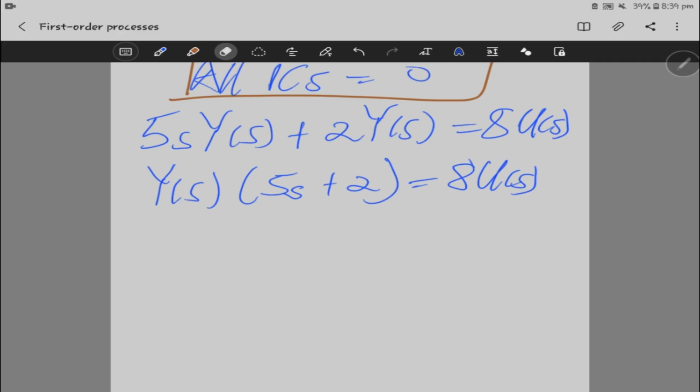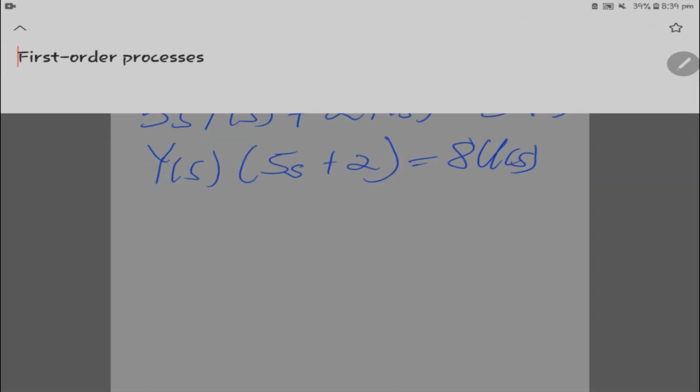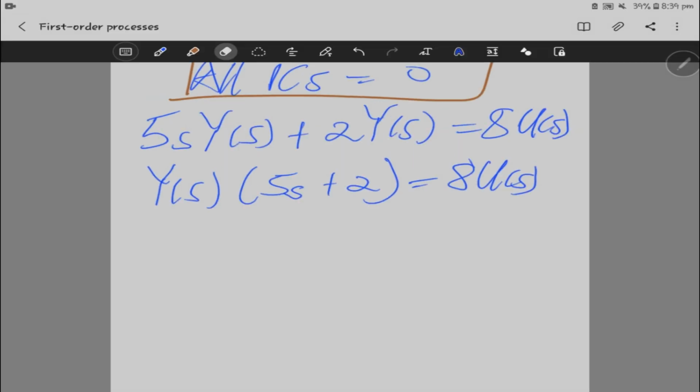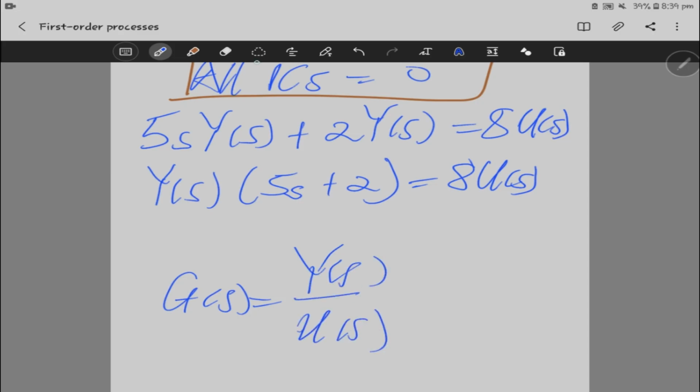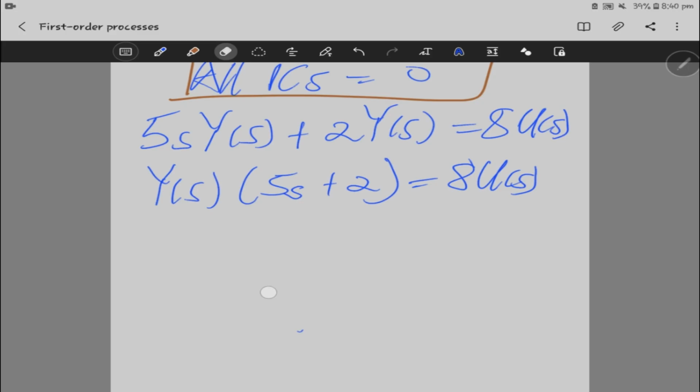Fine. So now that we have this, we know that the transfer function is the ratio of the output transform to the input transform. That would mean that we have a way to rearrange all this to get the transfer function we are looking for, right?